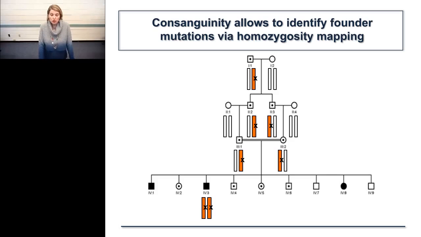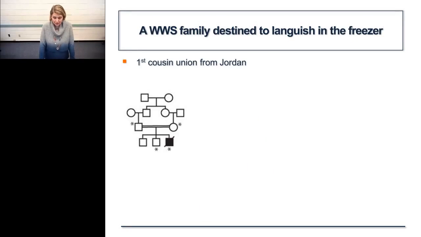And so what you do, you focus on the regions of homozygosity. This is very helpful because in a first cousin union like this, around 6% of the genome is predicted to be homozygous, and so you can actually remove the remaining 94%. So let's see how we do this.